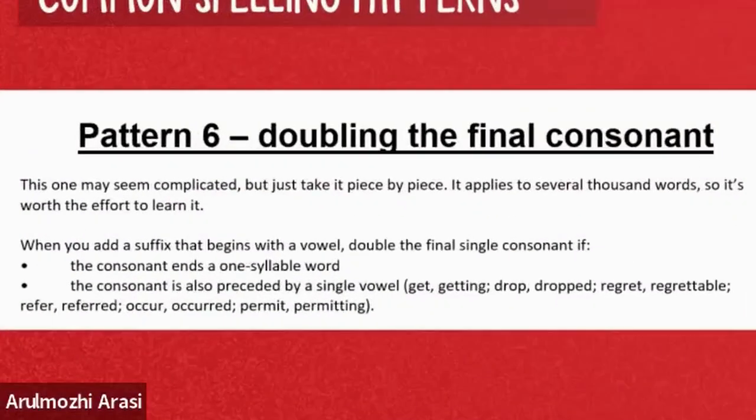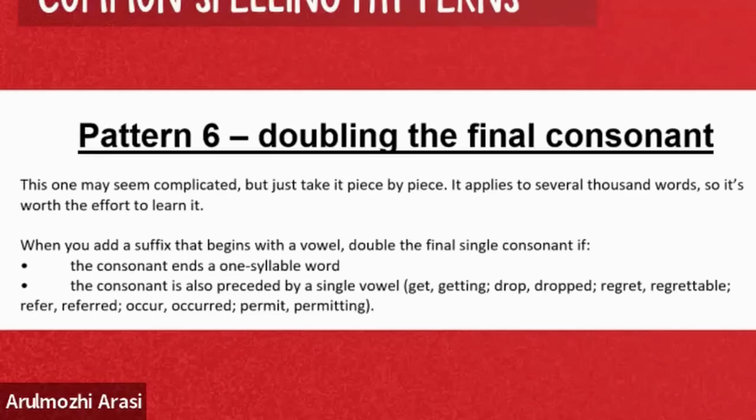Number 6. When you add a suffix that begins with a vowel, we double the final single consonant only if the word has one syllable or if the last syllable is stressed. The second condition is that the consonant is also preceded by a single vowel. Get. Okay, all these short words, let's remember it like that. Get, drop. In regret, the second syllable is the one that is getting stressed.